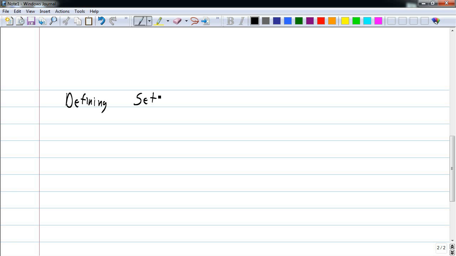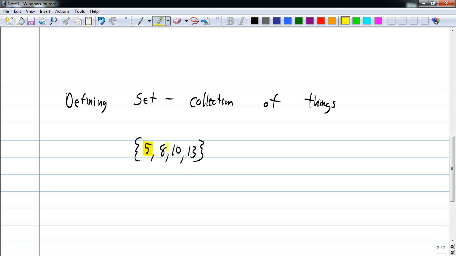This is all really theoretical. You are waiting for me to give you the definition of a set. So a set is a collection of things. And for our purposes, those things will be numbers. So an example of a set is the numbers 5, 8, 10, and 13. And I enclose the set in curly braces. Now, every single one of these numbers is called a member of the set. So if it's in the set, it is a member of the set. Once again, if it is in the set, it is a member of the set.